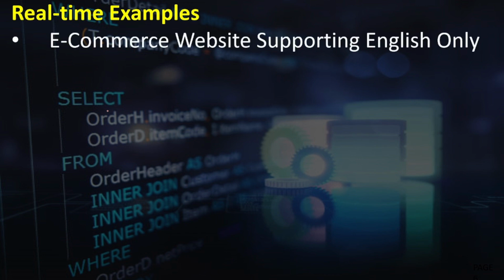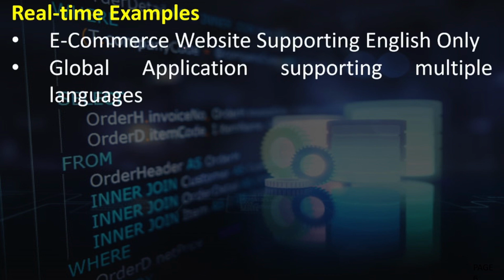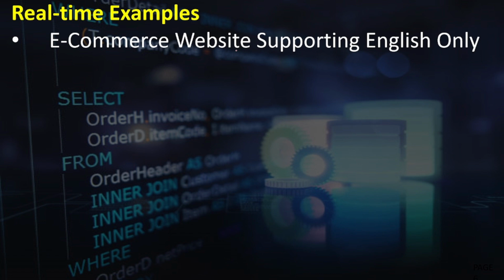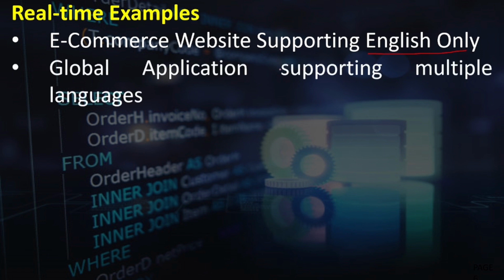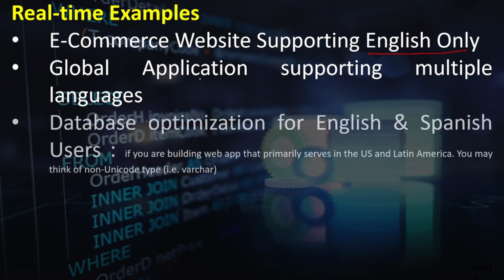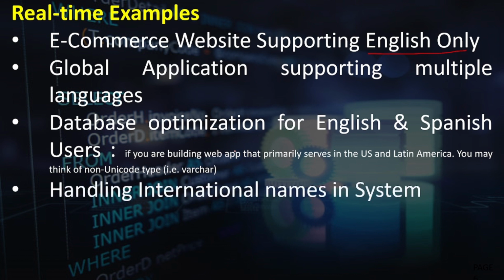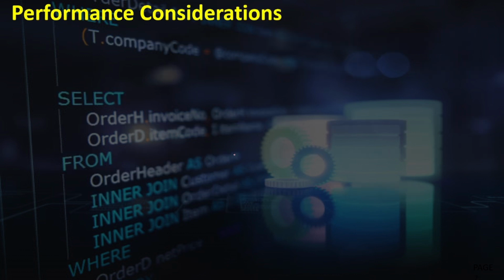Let's go and see some real-time examples. If you have an e-commerce website and you are going to support only English, obviously varchar can be the option. If you have a global application which supports multiple languages, obviously varchar will not work. Then you need to have nvarchar. If you have database optimization for English and Spanish, then obviously varchar, so there would be optimized data. But if you have to have international names in the system, obviously nvarchar.